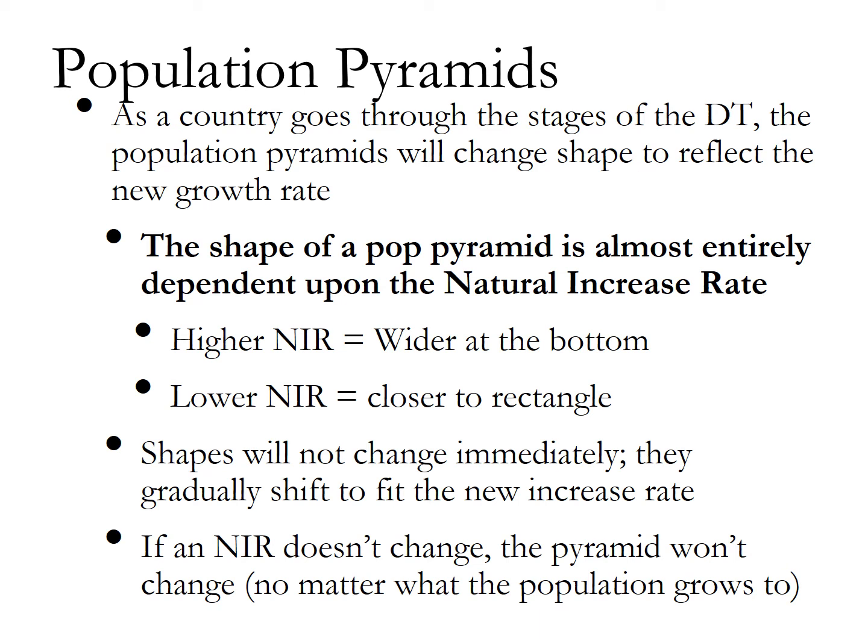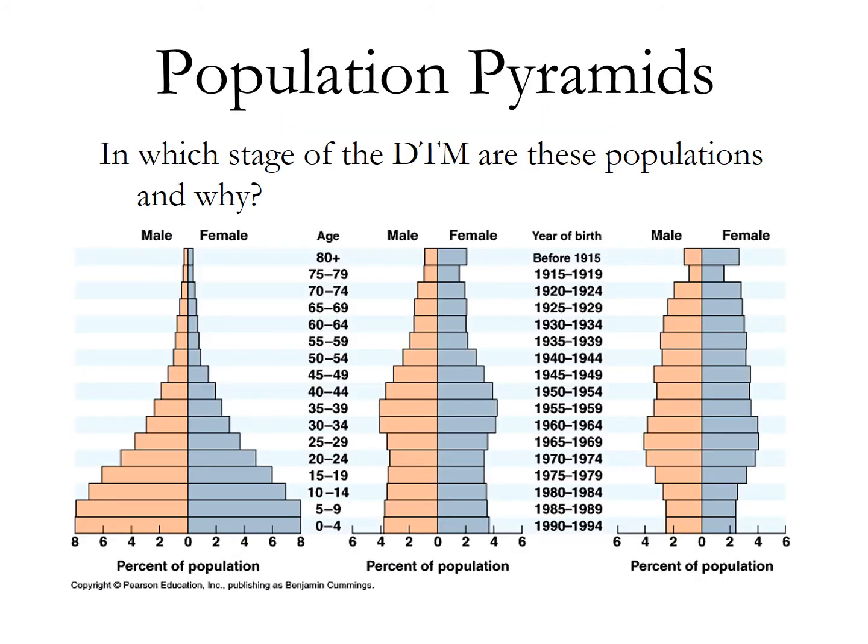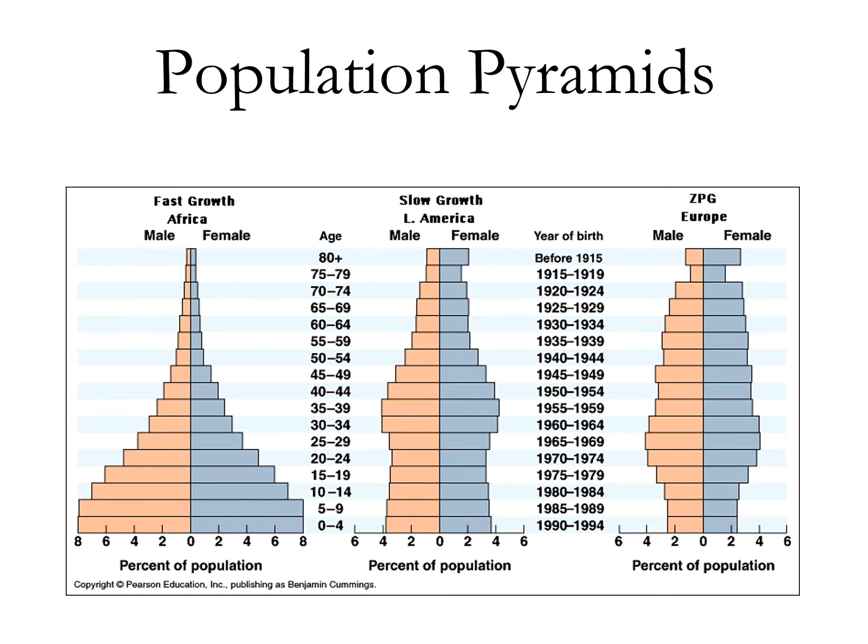It doesn't matter if your population keeps growing. It can keep growing 1 million, 2 million, 3 million, 4 million. But if your percentages of the population are the same, your pyramid doesn't change shape. So these are the 3 population pyramids. We would ask what stage are they in? From left to right, left being stage 2, the middle being stage 3, and the right being stage 4. And with some regions in front of you.